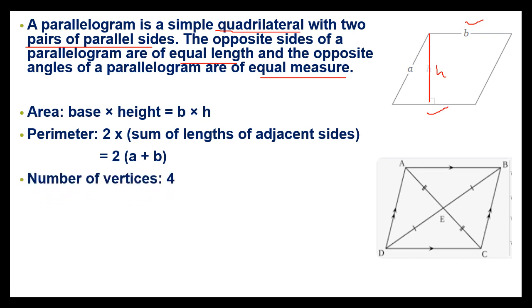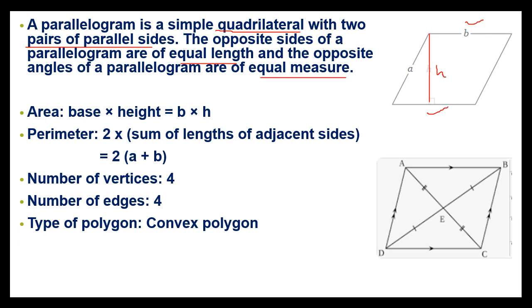Number of vertices in a parallelogram, we have 4 vertices, A, B, C, D. Number of edges, we have the 4 line segments, 4 sides, so we call them the edges. So there are 4 edges in a parallelogram. This is a convex polygon. Why is it a convex polygon?